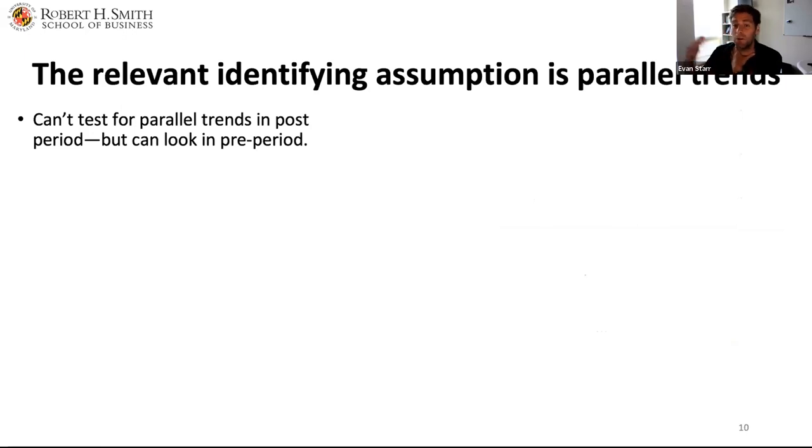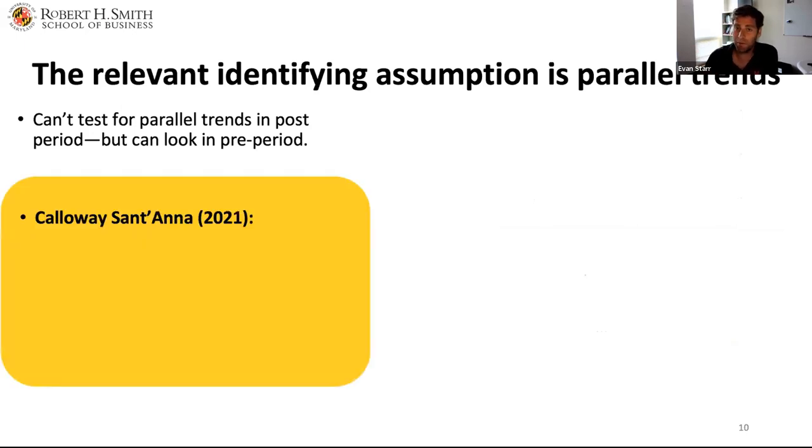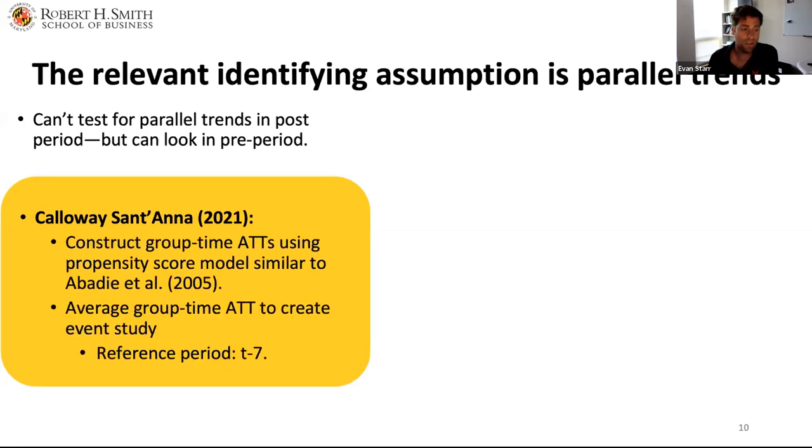You can never observe what would have happened to the control group or to the treated group if they weren't treated. Okay, so that's the key problem. And so we're going to adopt the approach of Callaway-Sant'Anna, which is one of the most well adopted methods here. They basically work by constructing a group-time average treatment effect estimator, and they use a propensity score method, which was initially developed in Abadie et al. in 2005. And then they average these together to create these event study estimates.